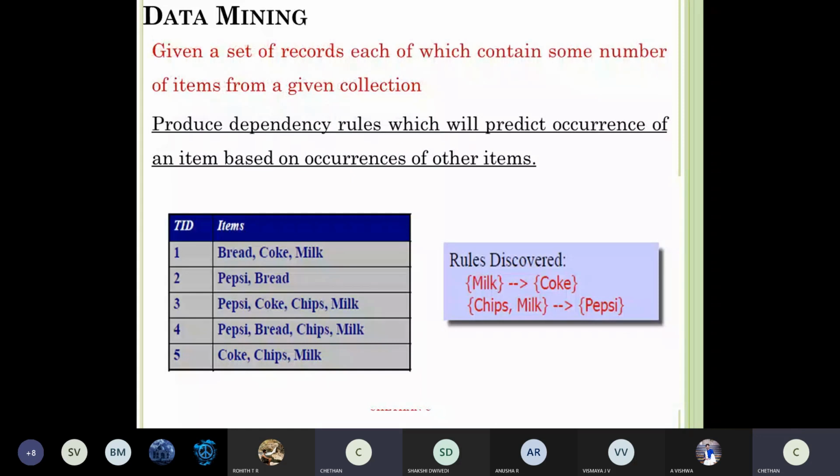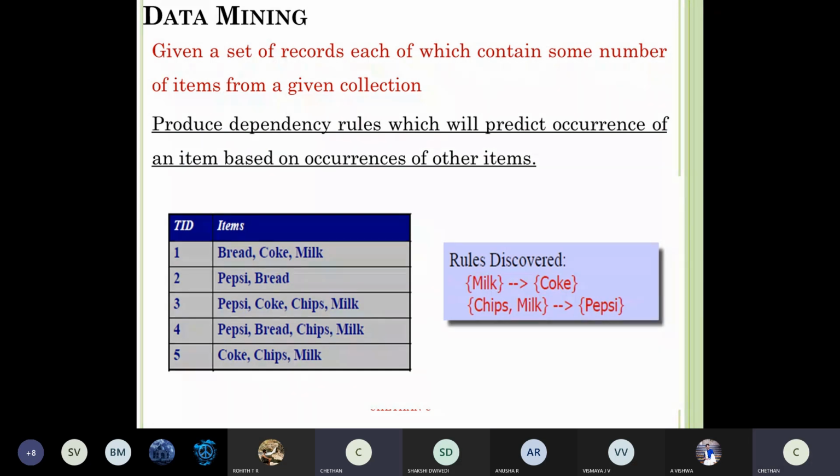Here, towards the left side, you have a set of records. What is the meaning of records here? These are transactions. The first person has bought bread, Coke, milk. Second person, Pepsi, bread. Third person, Pepsi, Coke, chips, milk. We want to look into this data and find what is known as association, or figure out what the association is.